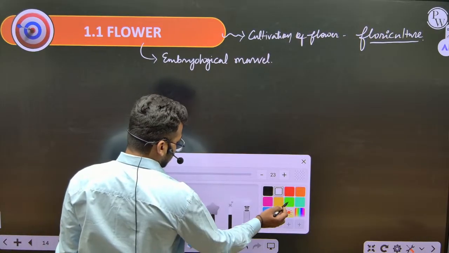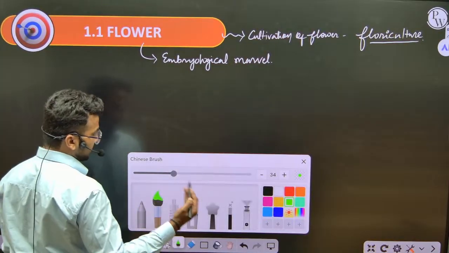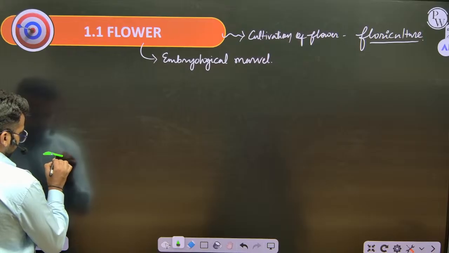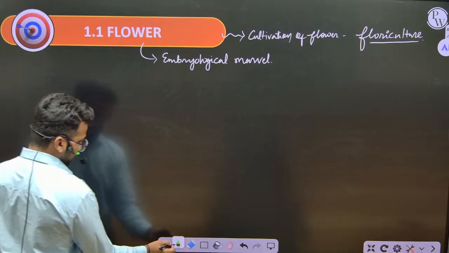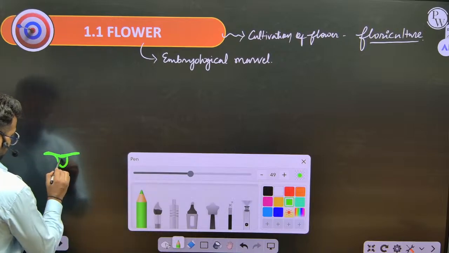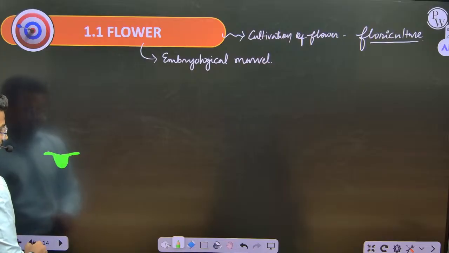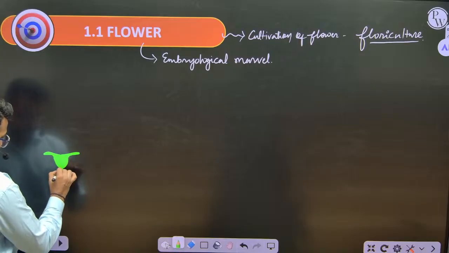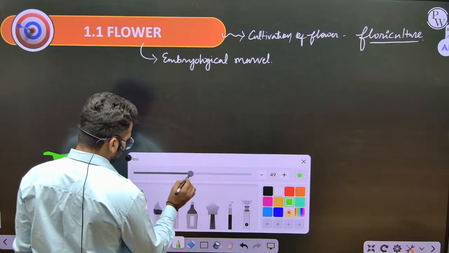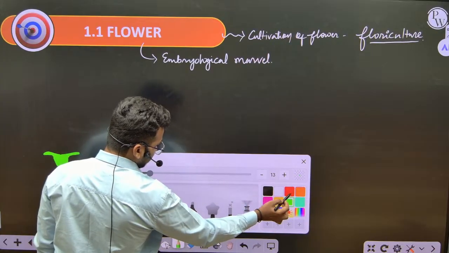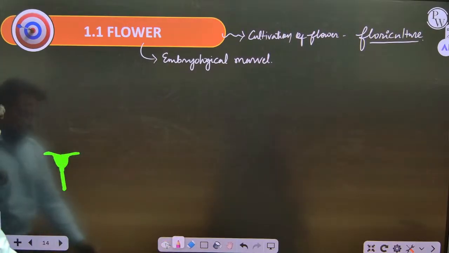Before that, we'll see the structure of the flower, which we have already discussed in morphology of flowering plants. See here, when we talk about a flower, it has the base of the flower. Here the base of the flower is there, and to that there is a stalk also. The stalk of the flower, see, this is the stalk of the flower.